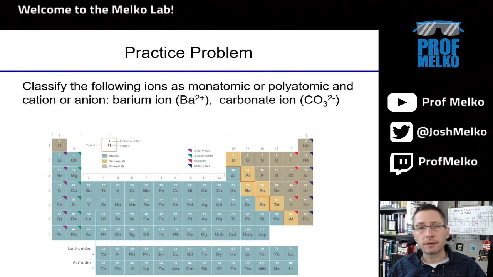Let's try to classify these two ions. Barium ion. There's only one atom here, so it's monoatomic, sometimes just called monatomic. But this barium 2 plus is clearly one atom, so monoatomic. And now we ask ourselves, is it positive or negative? It's positive, so that's a cation. Carbonate, our other example here, well, there's more than one atom. It's a group of atoms, so that's clearly polyatomic.